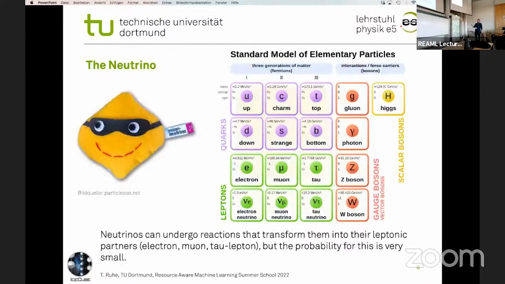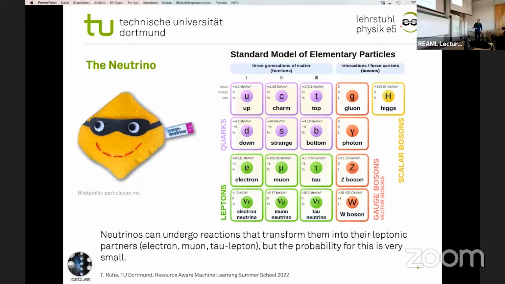Okay, now for the neutrino. What is this? I mentioned this in the beginning, or like 2 slides ago. So the neutrino is part of the standard model of elementary particles. These elementary particles cannot be further subdivided. That's why they're elementary. And they come in what we call generations. And the neutrinos are the lightest. So these ones here are the lightest particles.